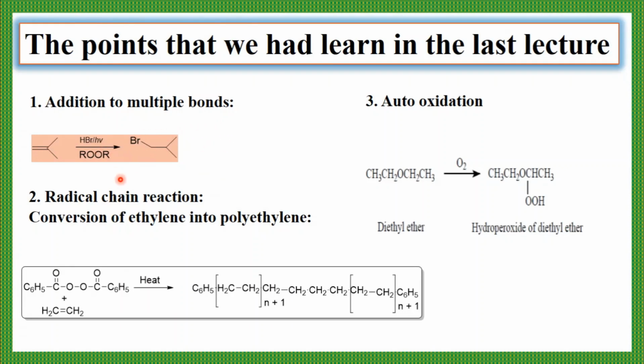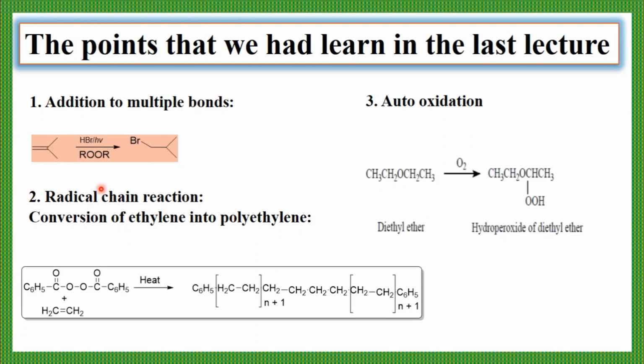Then the next step, in the next step, what happens? That RO alkoxy radical abstracts hydrogen from this HBr, and it gives bromine radical. Then that bromine radical adds to this isobutene, and it generates carbon centered radical. Then in the last step, that carbon centered radical abstracts hydrogen from HBr to form the final addition product, and it regenerates bromine radical, which can react with another molecule of this isobutene.